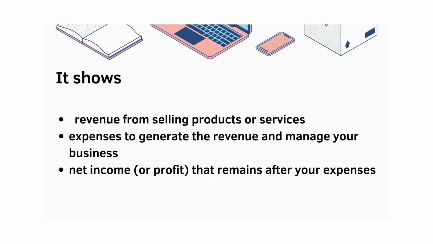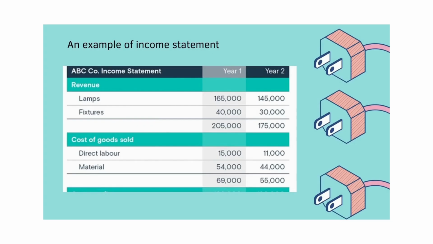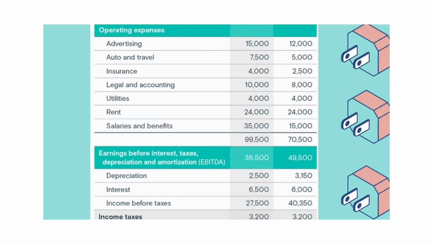It shows revenue from selling products or services, and the expenses incurred to generate the revenue and manage your business. Next is net income, or the profit that remains after your expenses. This is an example of an income statement, as you can see. It also has operating expenses and earnings before interest and taxes.